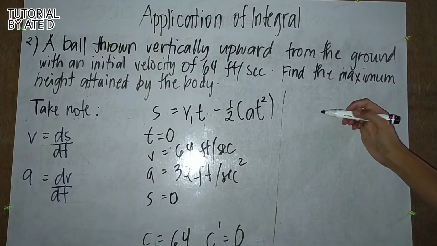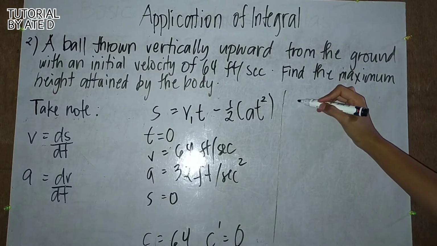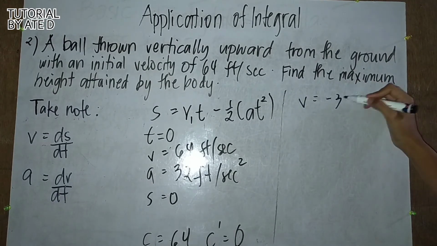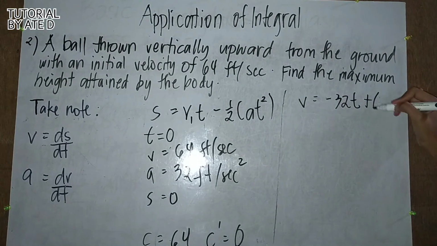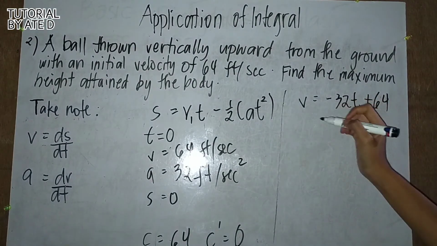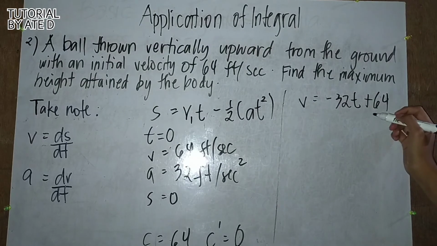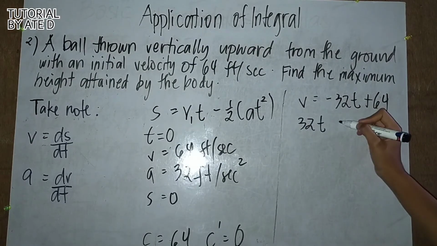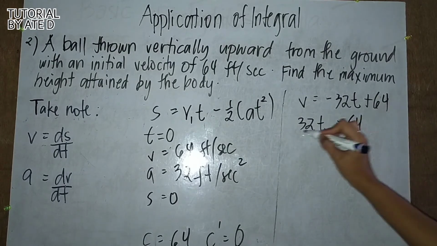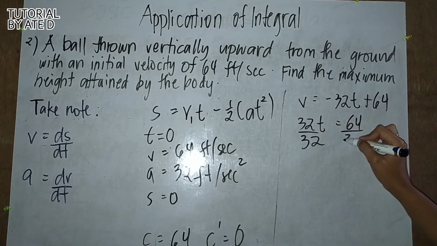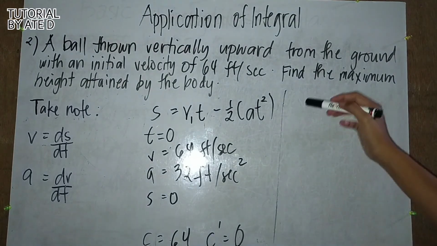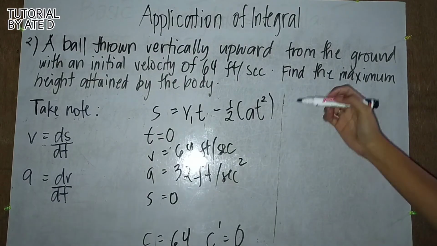So, gamit ulit iyong equation sa velocity kanina nating nakuha. So, negative 32t plus 64. Gamit ito, kukunin natin ngayon ang value ng t. So, 32t is equal to 64 divided by 32. So, t is equal to 2. Finally, makukuha na natin ang sagot sa problem.